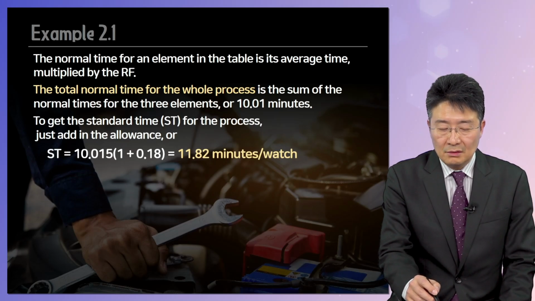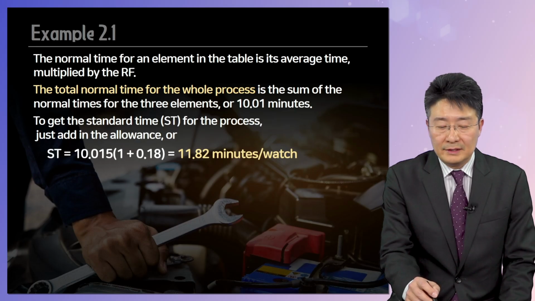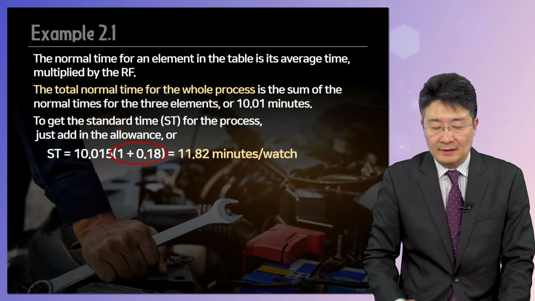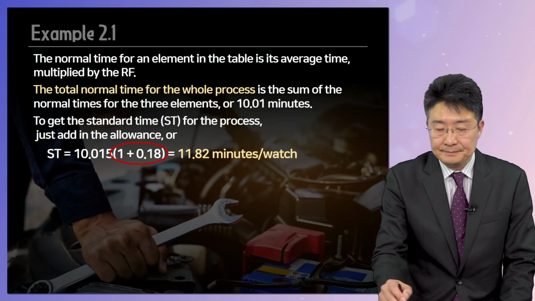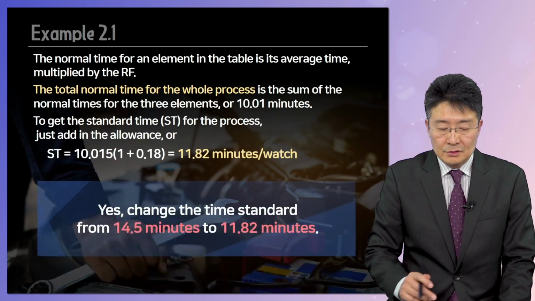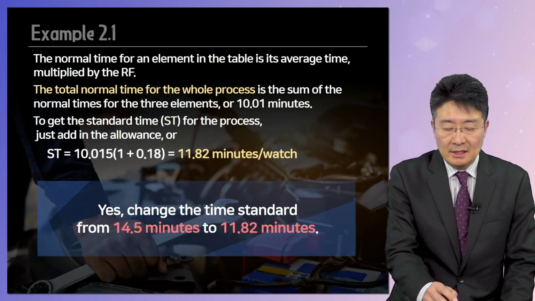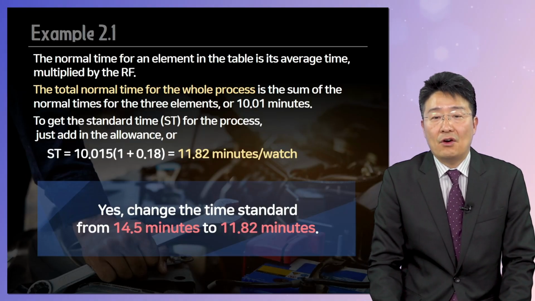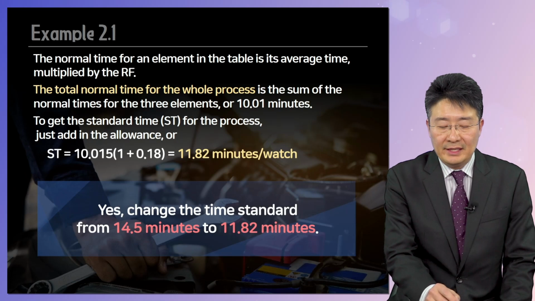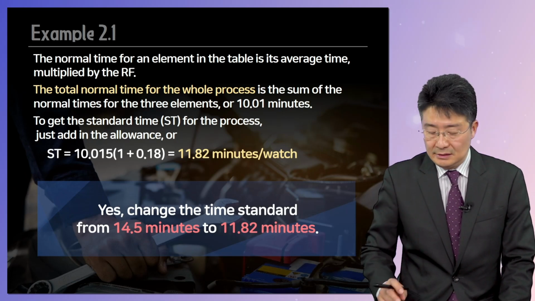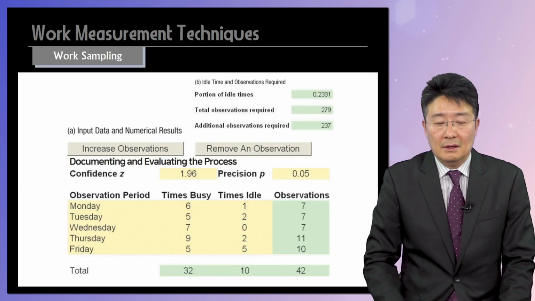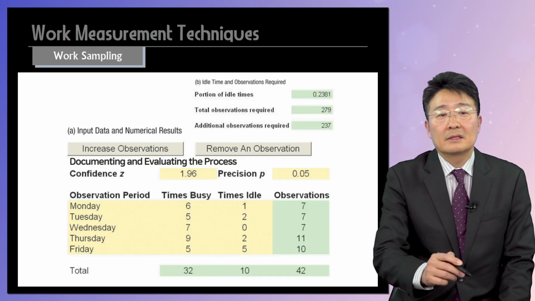Okay? So, finally, we are also multiplying this RF factor. Then we can calculate this time. So, the answer is yes. Change the time standard from 14.5 minutes to 11.82 minutes. Okay, this is the final answer. Let's move on to work sampling.